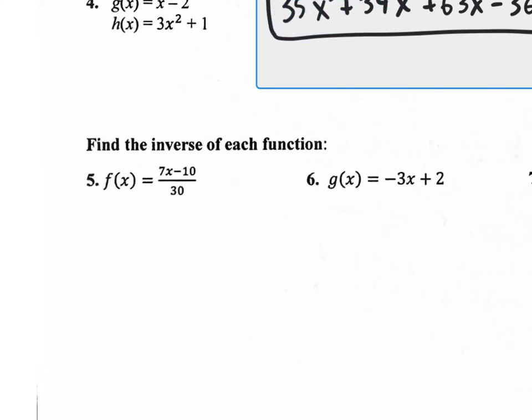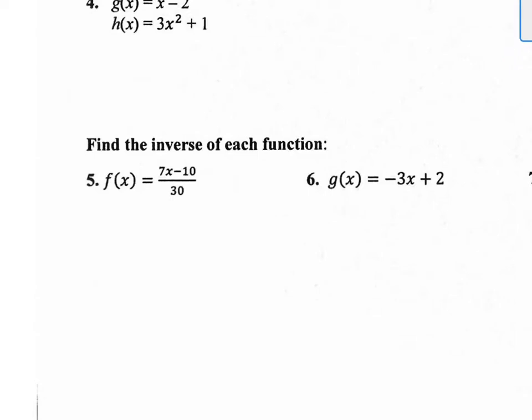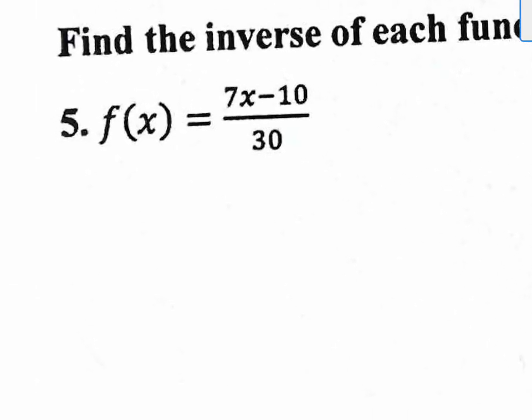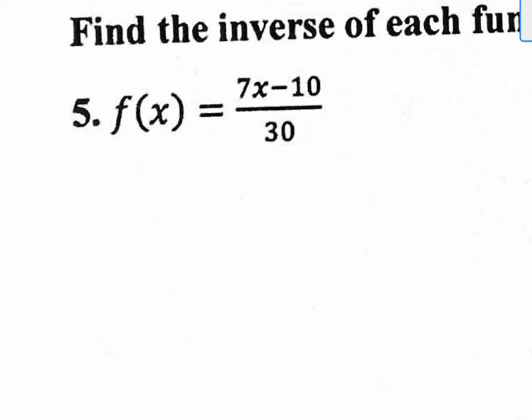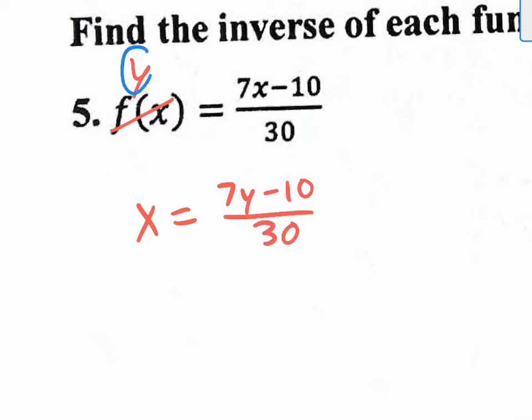Going on to number 5. Make some more space. Oh, hold on a second. I'm sorry. More space. Let me see. Number 5. It's saying find the inverse of each function. So remember, f of x is really the same thing as y. And to find the inverse, you switch x and y and then solve for y. Okay? So you really have x equals (7y minus 10) over 30. You just simply magically switch that y with that x. Nothing else changes. You just switch them, and then you solve for y, which is in this fraction on this numerator.